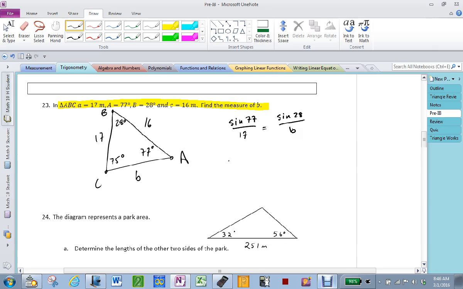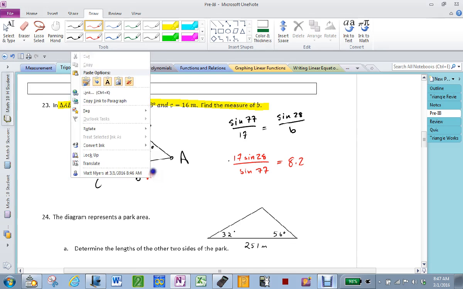So punch it in. What are you going to hit on your calculator? 17 sine 28 divided by sine 77. And get what? You don't divide by it: 17 sin 28 divided by sin 77 is 8.2.